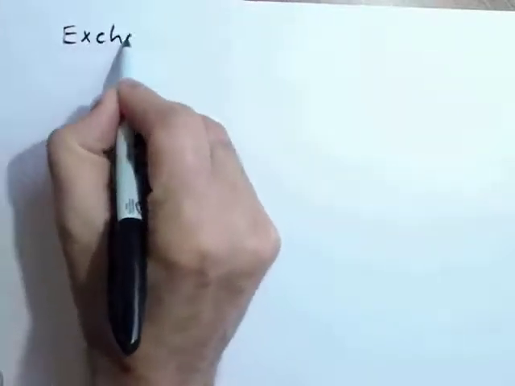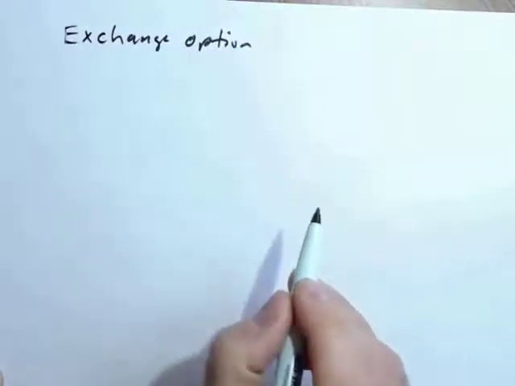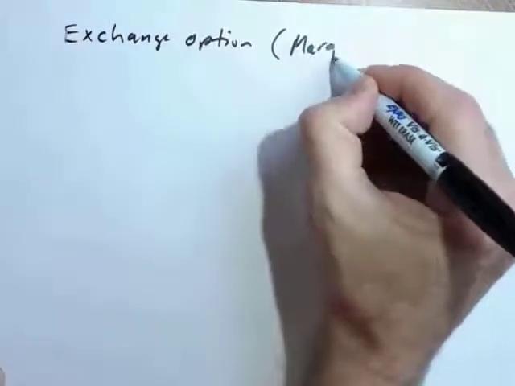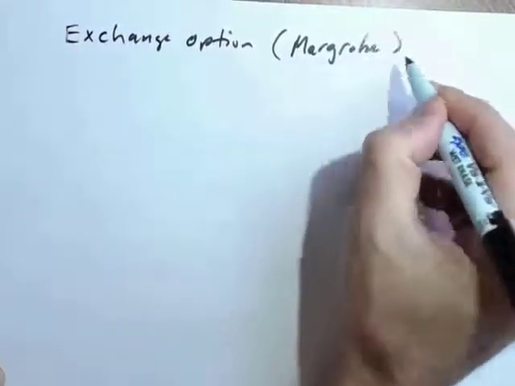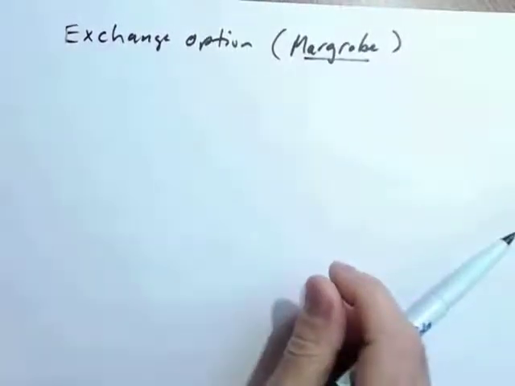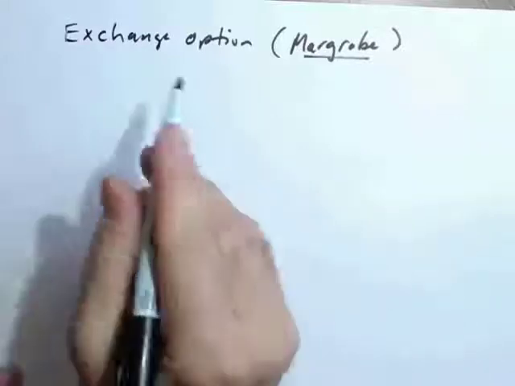I saved the most interesting and insightful exotic option, and that is the exchange option. Be careful, not exchange traded option, as I said before. So if you did a search on the internet, you'd probably be better off searching under the name of Margrabe, after the individual that developed this model. So this is an exchange option. It involves two risky assets.